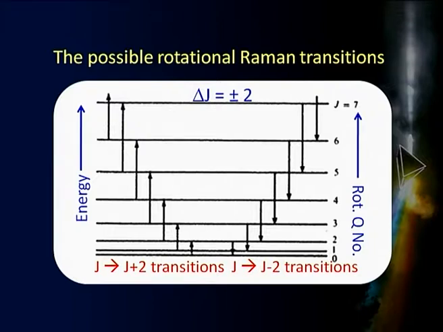On the other hand, in the transitions which accompany a change in quantum number by minus 2, that is from J to J minus 2, that delta J is equal to minus 2, the molecule to begin with is in a higher level and is coming down to a lower level. So, the molecule is losing energy, giving it to the photon. The photon will be of higher energy, and this will lead to signals with wave number greater than that of the incident radiation. That will give me the anti-Stokes lines. So, this will give me Stokes lines, this will give me anti-Stokes lines.